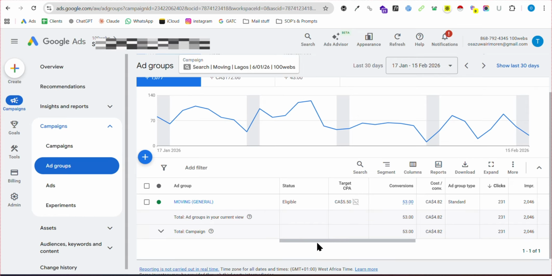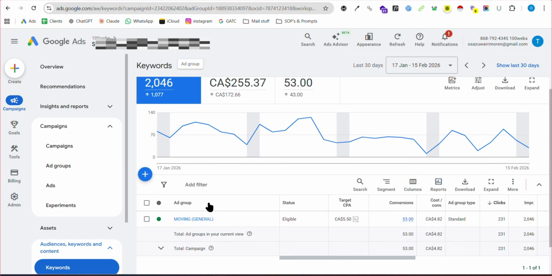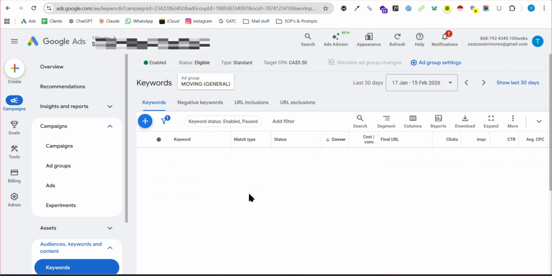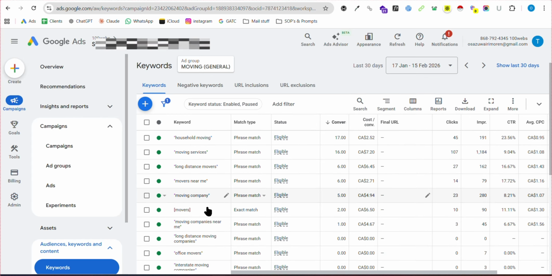So in this particular campaign, we have only one ad group, which is not usual, right? Because we should segment out ad groups by theme and keywords, right? But in this particular campaign, the keyword volume wasn't that high for other types of keywords. So I just had to put everything into one general ad group.